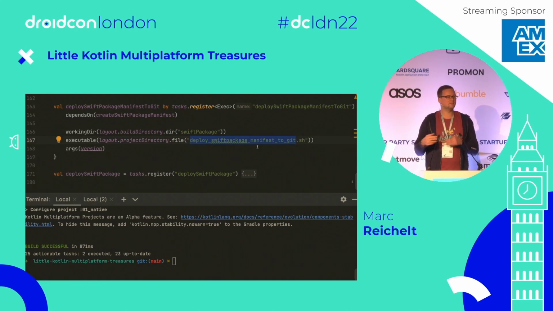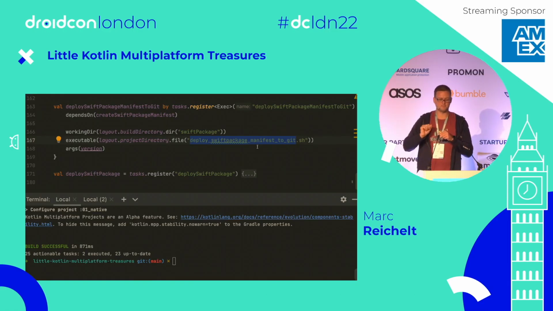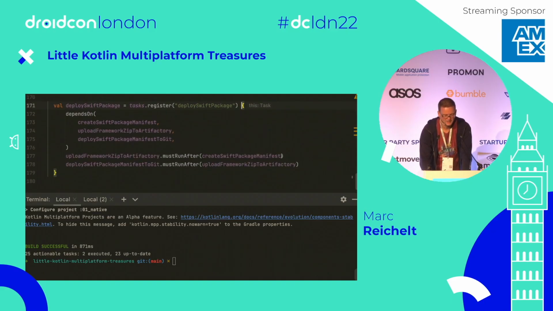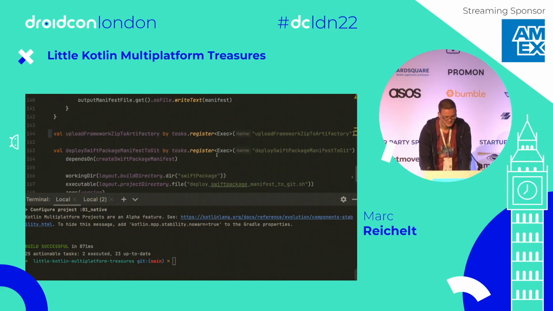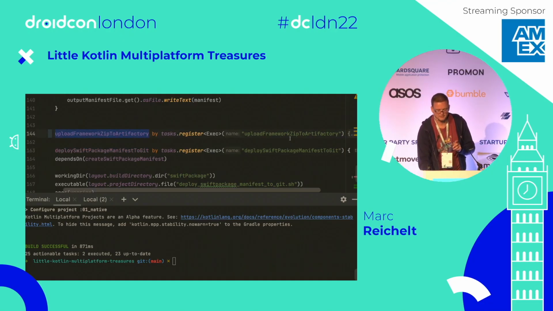So that will actually make sure that we pass in the version, that we push the package.swift file, and that we also create a tag locally, and that we push it to the remote Git repo. And then in the deploy Swift package, we're actually going to call, wait a second. So this is the package manifest. This is the Git repository part. And then there's the Artifactory upload part.